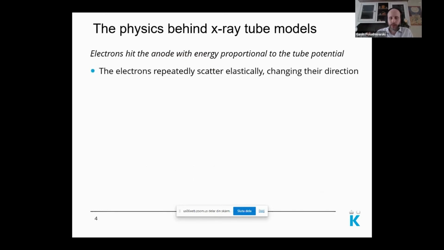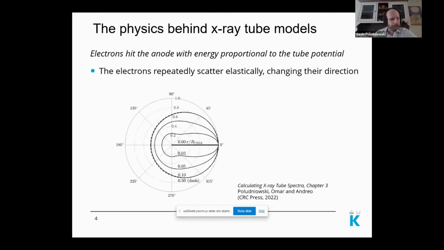So to understand what's behind these models and why they work and why they don't, I'm going to just summarize some of the physics in a little bit more depth. As Joonas referred to, the electrons hit the anode with an energy proportional to the tube potential, and we'll assume that they all have the same initial energy striking the anode. But quickly, they're all going in the same direction as well. But quickly they scatter repeatedly, elastically, changing their direction.